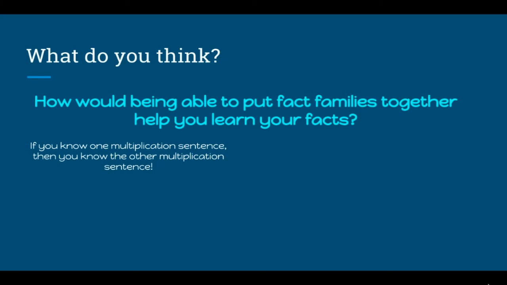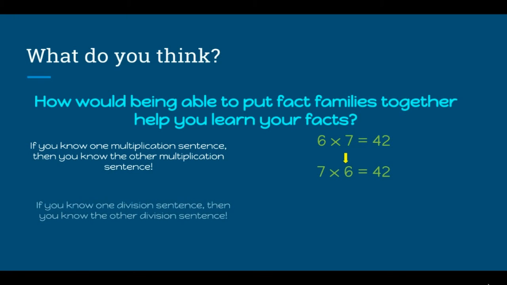If you know one multiplication sentence, then you know the other multiplication sentence. So if I knew 6 times 7 equals 42, that means I also know that 7 times 6 equals 42. I just switched the position of the factors. If I know one division sentence, then I know the other. If I know that 42 divided by 6 equals 7, well, then I have to know that 42 divided by 7 equals 6. I changed the divisor and the quotient around. You know all the parts. All you have to do is plug them in.